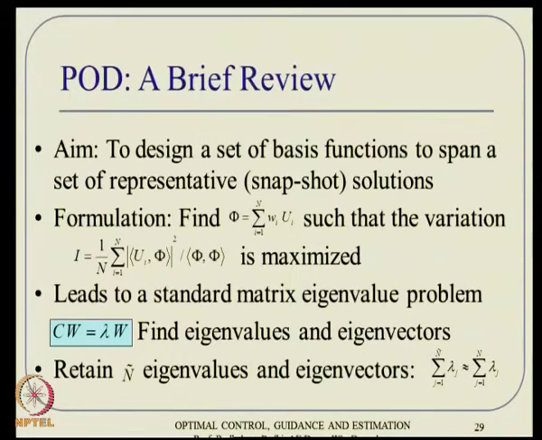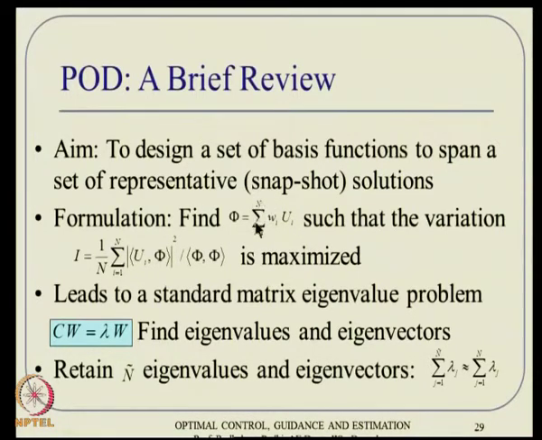So if I have a basis function, how well can it represent my solution set? That is captured by maximizing this cost function, again maximizing, not minimizing. If you go through the algebra, which is readily available in a number of text papers, it turns out that it leads to a standard matrix eigenvalue problem, which is nothing but CW equals lambda W. So there are n eigenvalues, find eigenvalues and eigenvectors accordingly, and that n will turn out to be the number of snapshot solutions, the same n.